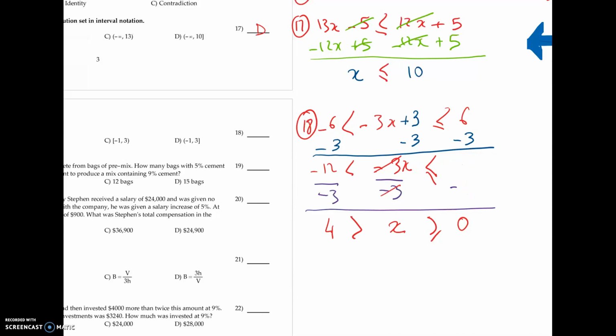That gives me a 3 on the right side, and on the left side, it's going to give me a negative 9. Now I need to divide by negative 3 one more time. Therefore, I have to flip my symbol. Now I have x. On the right side, I'm going to have negative 1, and on the left side, I'm going to have plus 3.